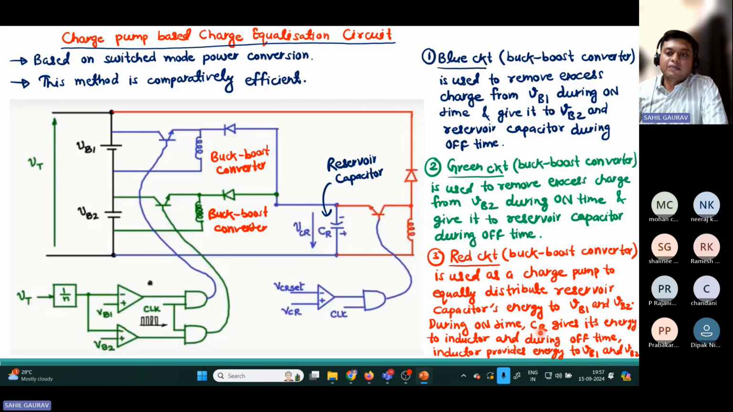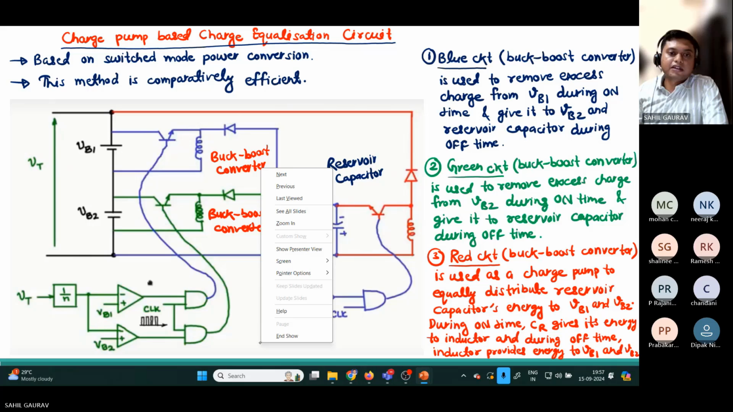See, this reservoir capacitor gives its energy to the inductor, and during turn on time, this inductor provides energy to battery 1 and battery 2. And for this logic, how we will provide the pulses: here we have the terminal voltage across all the batteries, with the batteries connected in series, and you have to divide by N, so that we get the required voltage that should come across each battery.